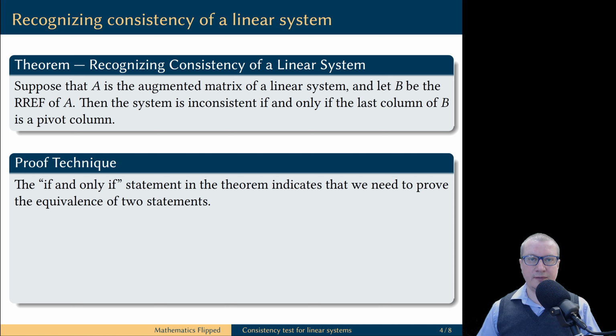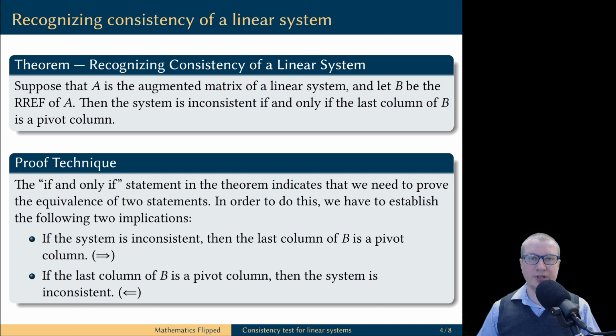The phrase "if and only if" in the statement of the theorem has a special meaning. It means that two statements are equivalent. The two statements we have are: the linear system is inconsistent, that's one statement, and the last column of B is a pivot column, that's the second statement.